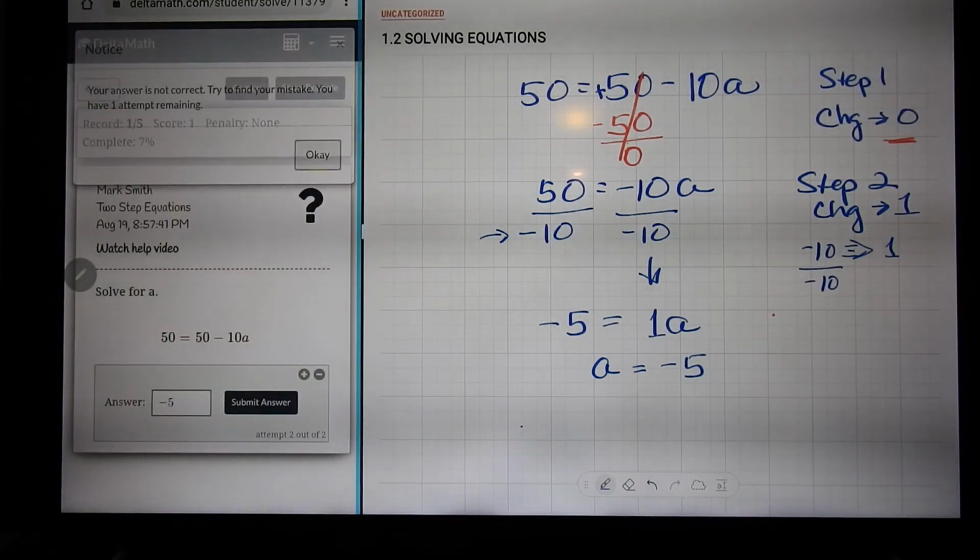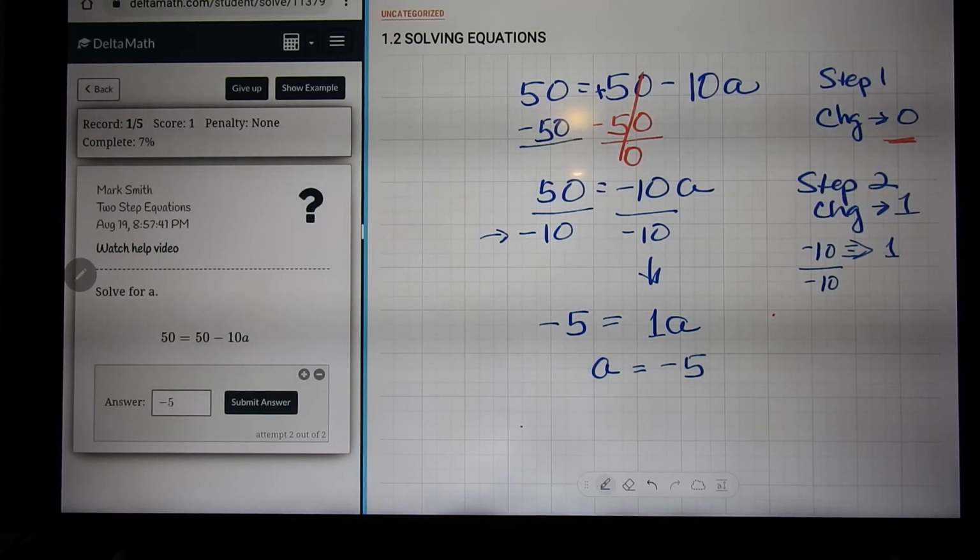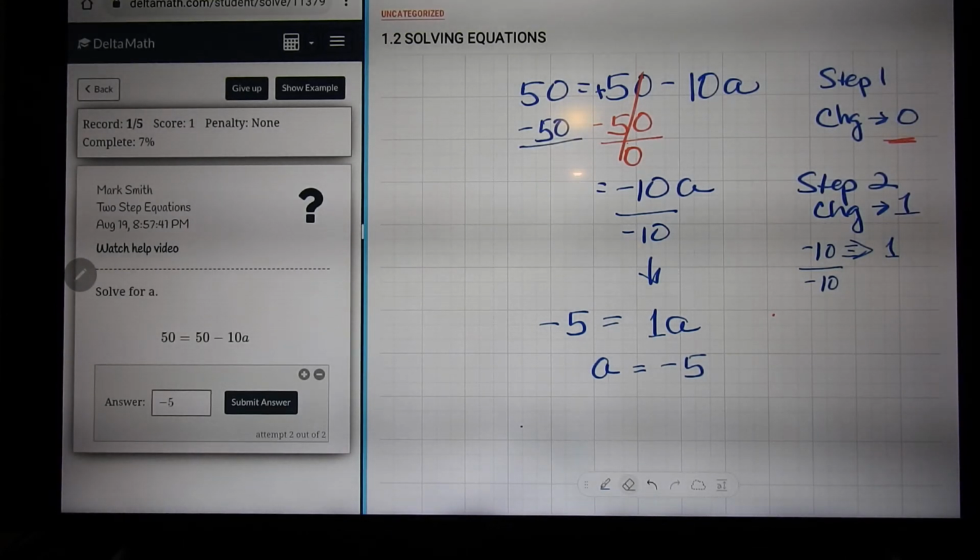Your answer is incorrect. What did I do wrong here? Negative 10a. Oh my gosh, look at my mistake. I forgot to subtract 50 from both sides. Mr. Smith makes a mistake and doesn't feel like redoing his video.